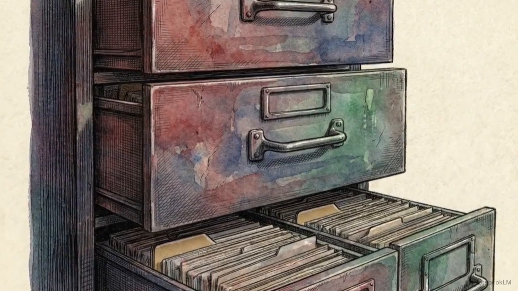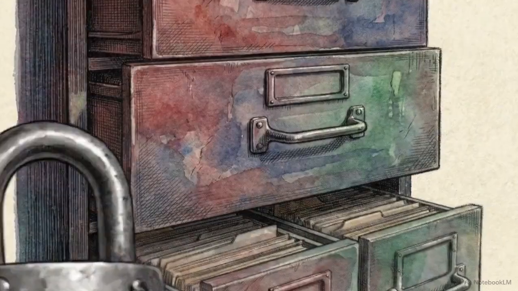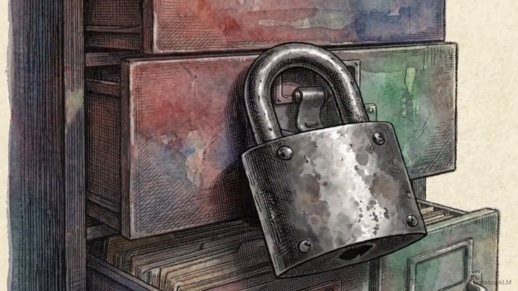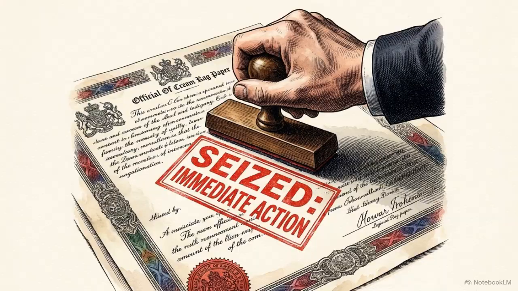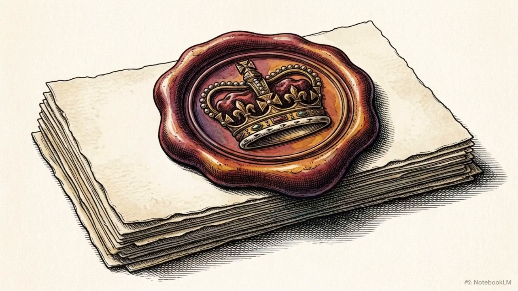Imagine you are advising a controversial political group. Out of nowhere, the Home Secretary orders the immediate seizure of your client's financial assets, citing a need to maintain the peace. When challenged, the government's lawyers do not cite a specific law. Instead, they claim the executive branch possesses an inherent authority to act in times of necessity, relying on what is known as the Royal Prerogative.